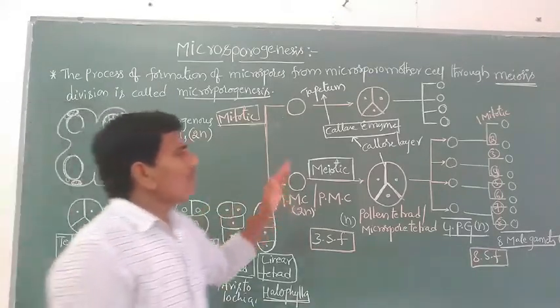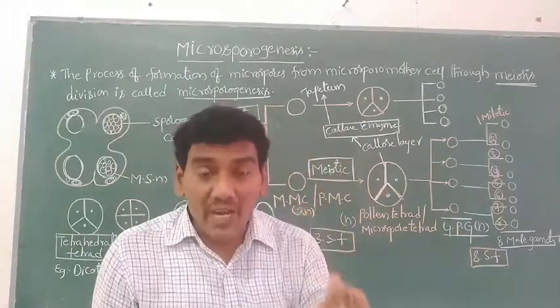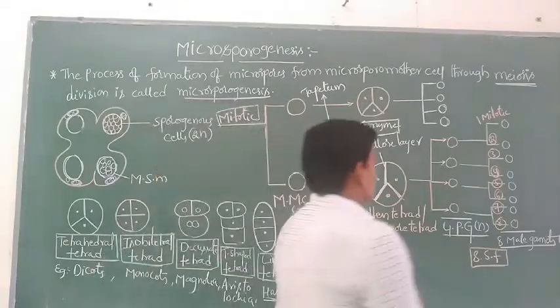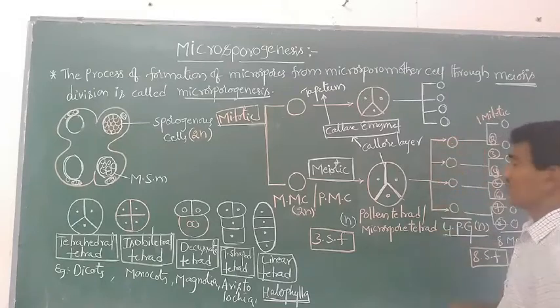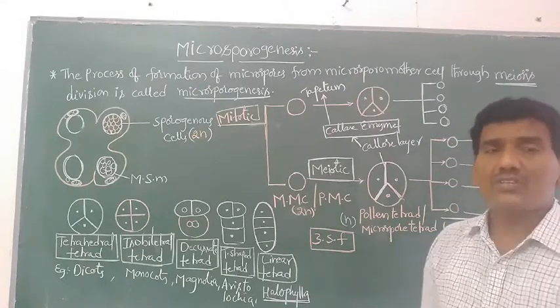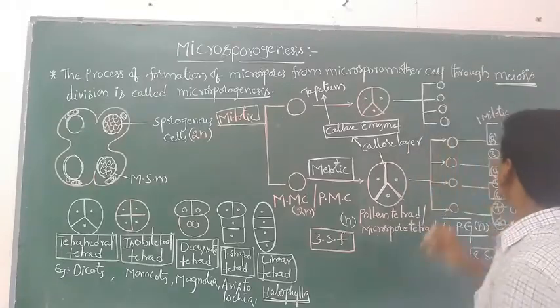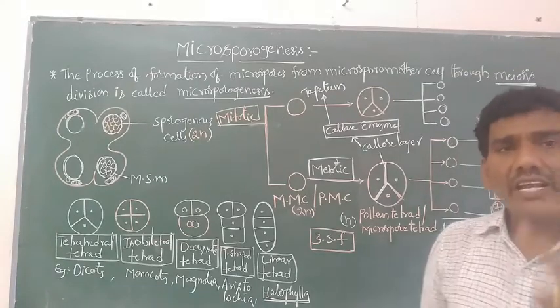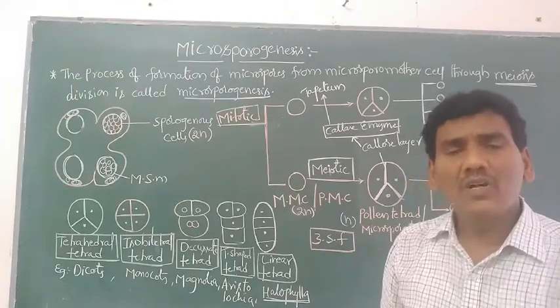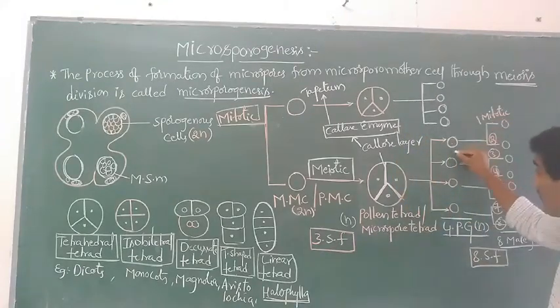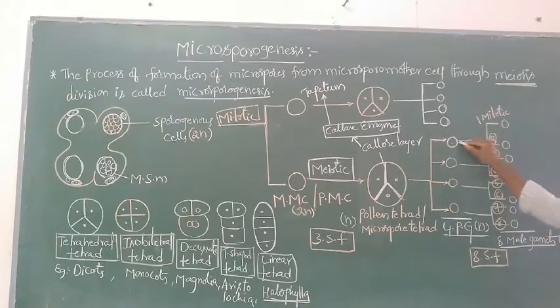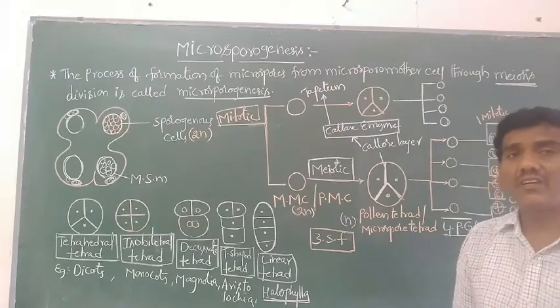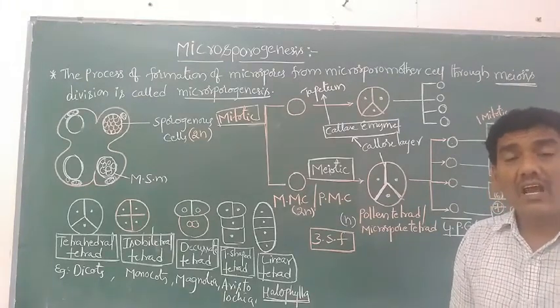Next, from the pollen grain, how do the male gametes develop? Totally, how many pollen grains are developed? Four pollen grains are developed. Here is one pollen grain. The pollen grain undergoes two mitotic divisions to form two male gametes. Totally, how many pollen grains are developed? Four pollen grains. From these four pollen grains, how many male gametes are formed? From these four pollen grains, totally 8 male gametes are formed. The ploidy of the male gamete is haploid.